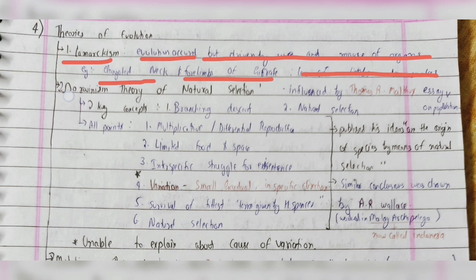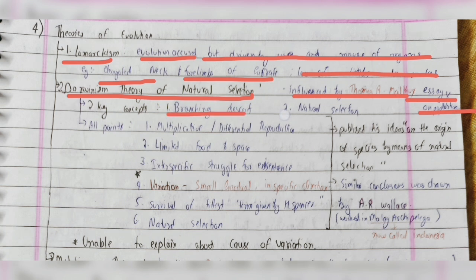Next in line came Darwinism, the theory of natural selection, which was one of the most famous theories you could find. It was influenced by Thomas R. Malthus' essay on population. According to Darwinism, there are two main factors. One is branching descent and the second is natural selection.